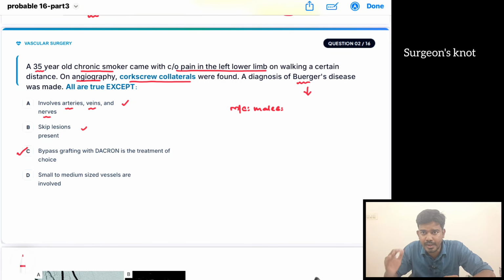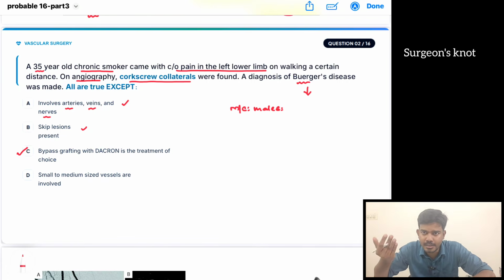Reversed saphenous vein graft is used. If the block is above the inguinal region, we are going to go for a Dacron graft. Dacron graft is used suprainguinally, whereas infrainguinally an autologous reversed saphenous vein graft is used. If we want to use a synthetic graft, we can go for PTFE infrainguinally. Polytetrafluoroethylene is used infrainguinally, whereas suprainguinally Dacron is used.